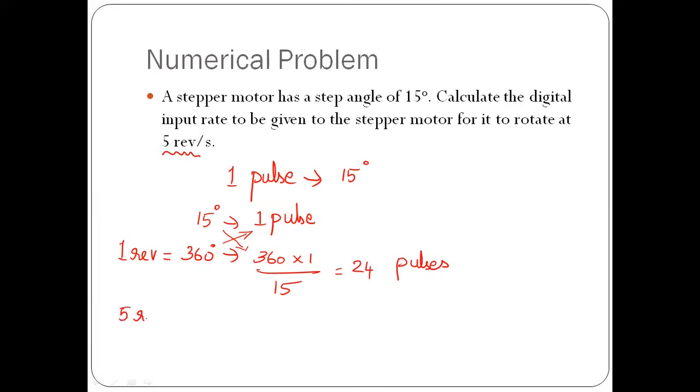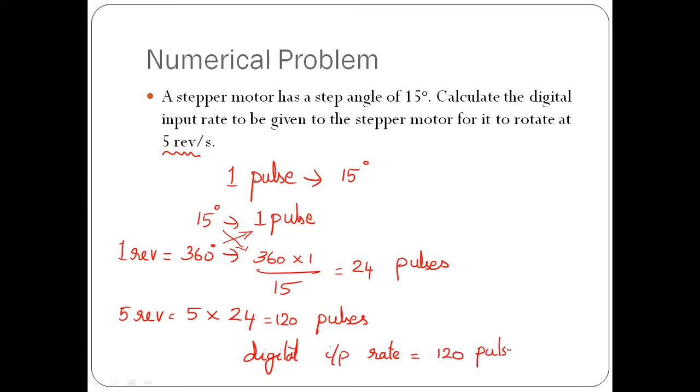Now for 5 revolutions, how many pulses will it require? It will require 5 into 24, which is 120. So it requires 120 pulses. So I need 5 revolutions per second, so the digital input rate is, for 5 revolutions per second, 120 pulses per second. So I need to give 120 pulses per second for the motor to rotate at a speed of 5 revolutions per second.